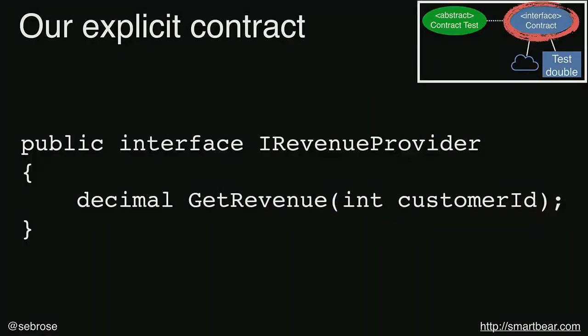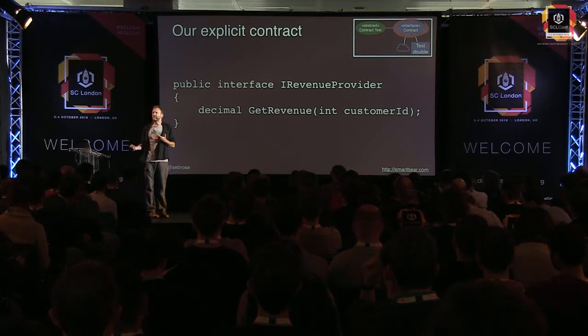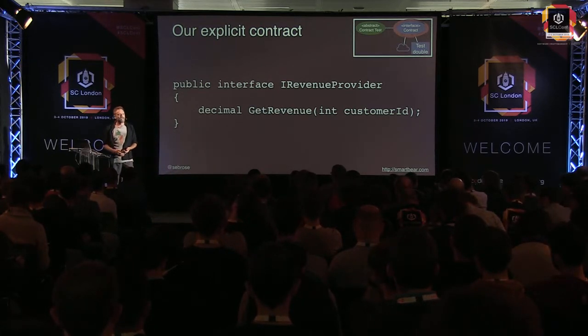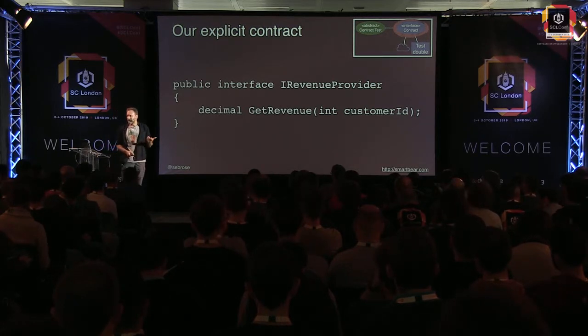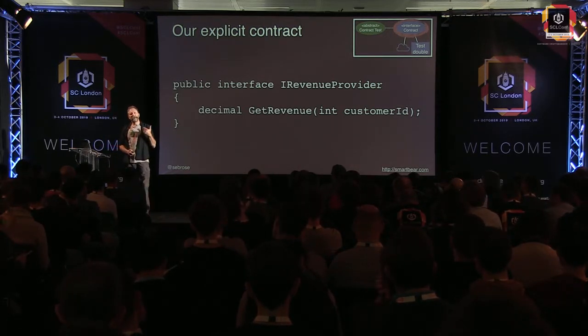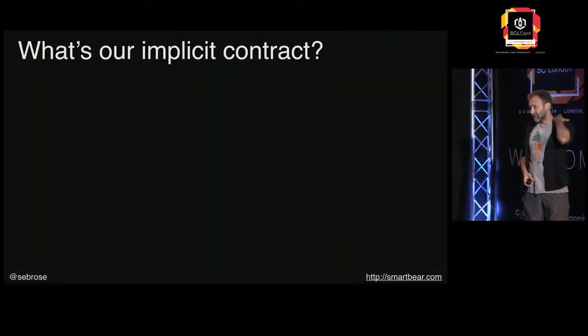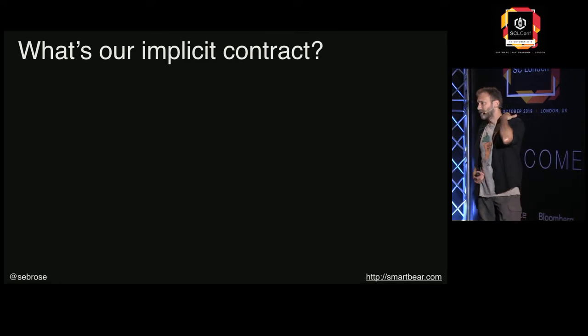So we're going to talk about the actual contract to start with. We start off with an explicit contract, and we're going to call it the revenue provider, and we have a method called getRevenue. It's going to take a customer ID, and it returns a decimal. This is an approximation of trying to get revenue from an external system based on a customer ID. So that's our explicit contract. We know that we pass in an integer and we get out a decimal. But what's our implicit contract here? What other things should we consider?